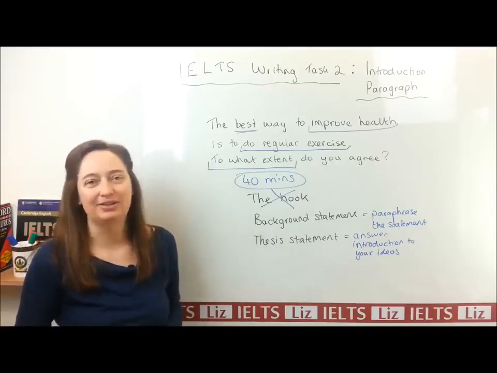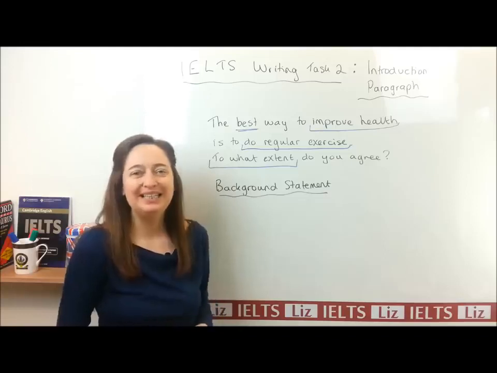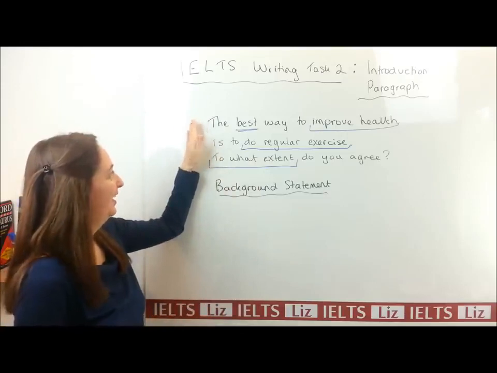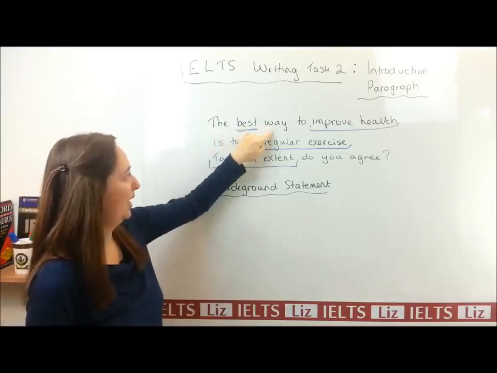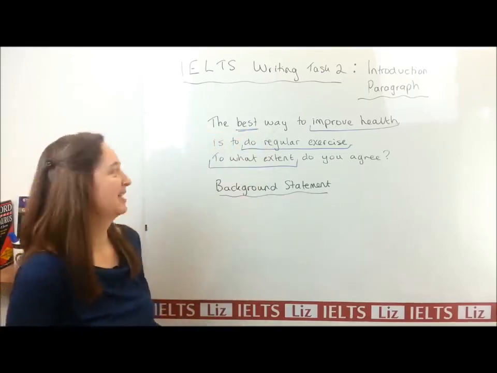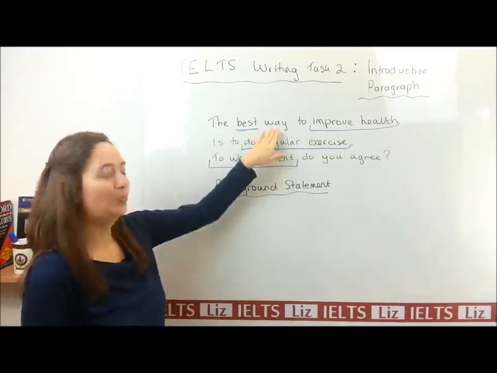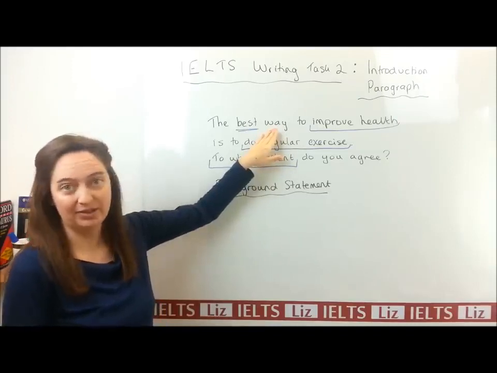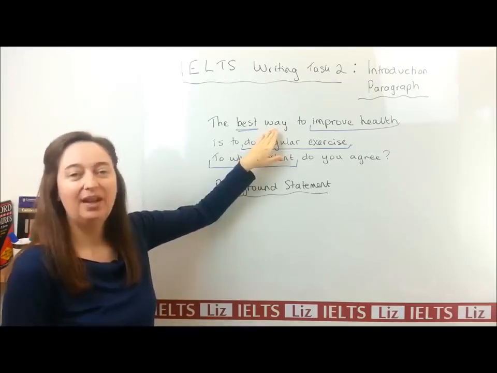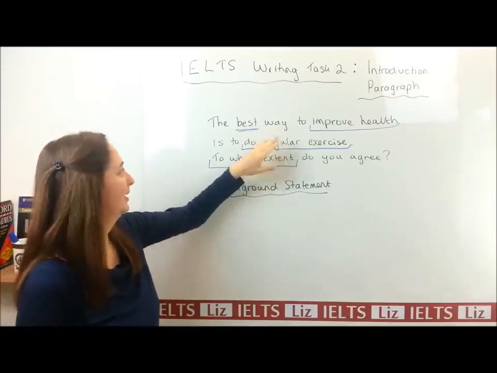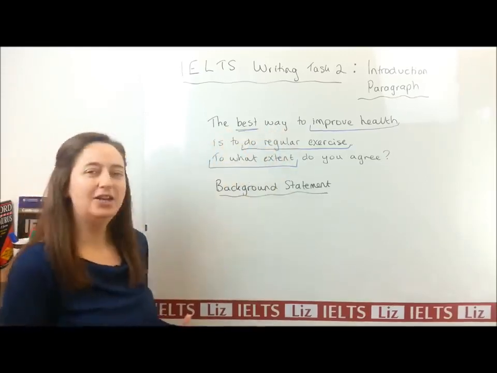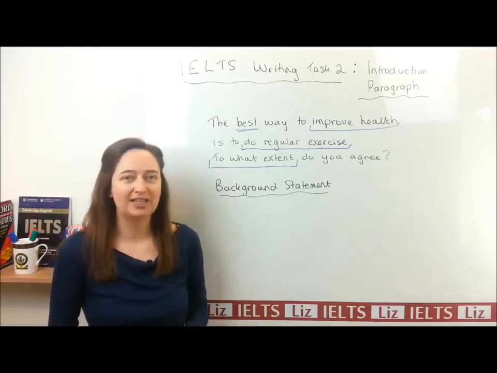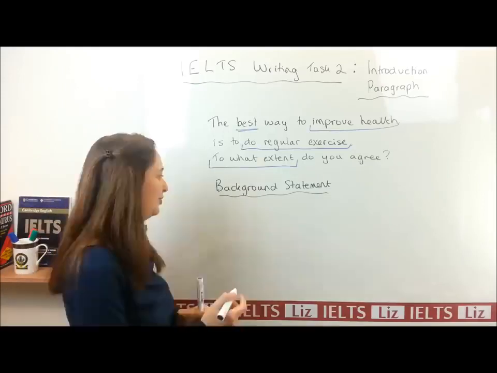Let's start with the background statement. So we need to paraphrase this sentence here. Now they start with the best way, and we need to paraphrase that. Well, the word way is a solution, it's a method. So solution, method, you could use both words. I'm going to use method. And the best, another way to say that, I would use the most effective method. So let's write that down.